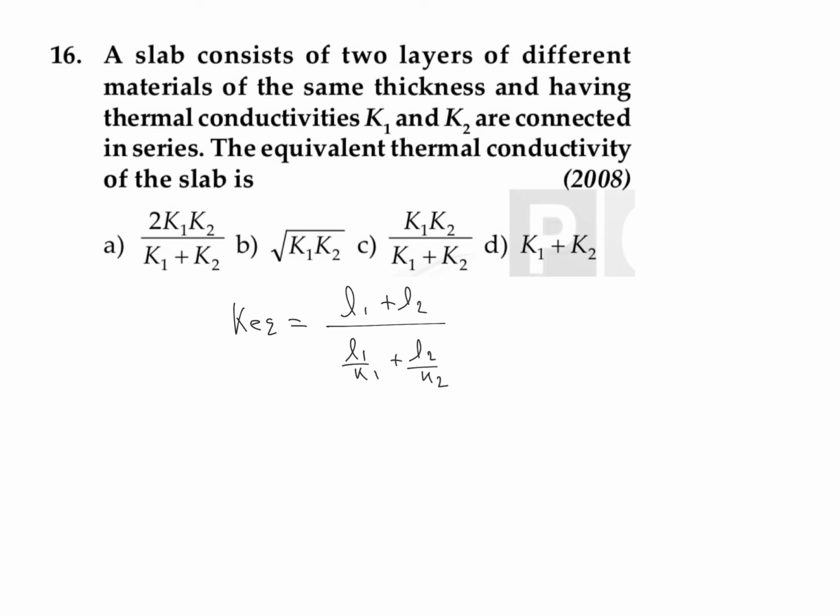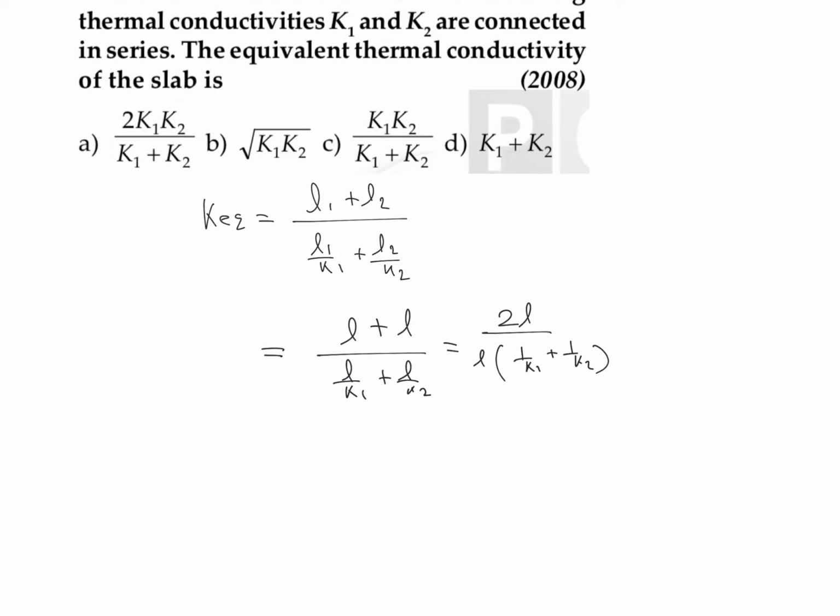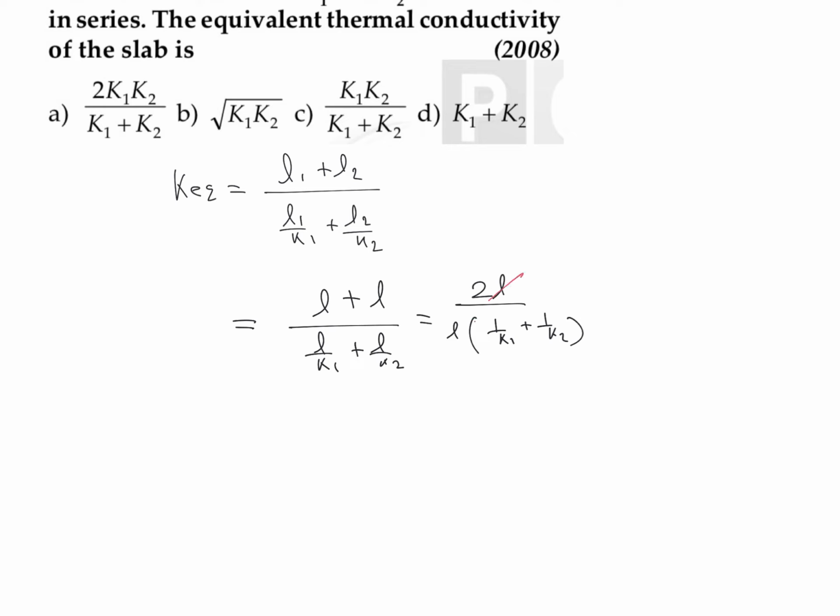So a slab consists of two layers of different material of the same thickness and having thermal conductivities K1 and K2. So they are saying that the thickness is the same, the length is the same, the area of cross section is the same. So we can just write L1 and L2 as L. So it is (L plus L) divided by (L by K1 plus L by K2), or you can write this as 2L divided by L into (1 by K1 plus 1 by K2). So we can cancel this L and this L over here.